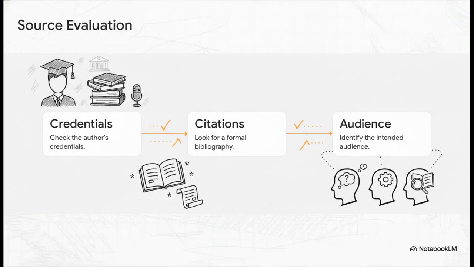So the next time you're staring down a database search result, just run it through a quick 3-step checklist to instantly identify what kind of tool you're holding. Step 1, check the author's credentials. Are they a journalist or are they an academic with a university affiliation? Step 2, look for citations. Is there a formal bibliography sitting at the end? And Step 3, identify the audience. Is this written for the general public, for working professionals, or for academic researchers?